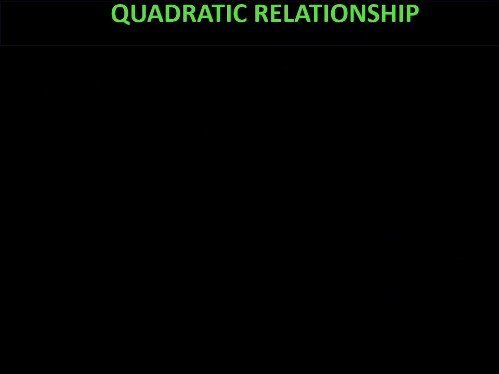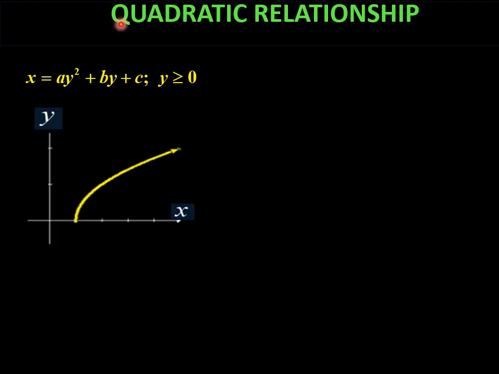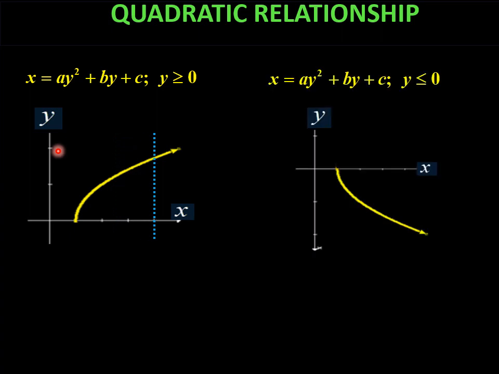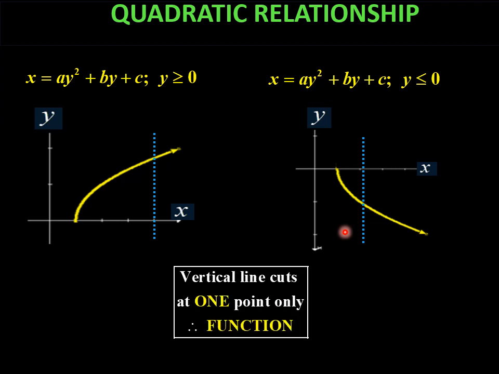Let's look at the following quadratic relationships. In this case here, we have a restricted range, y greater than 0. You only want the y greater than 0. Let's check whether that represents a function. Always cuts it at one place. You can even have this one where we have y less than 0. Let's look at that. And there we always have one point where it cuts. So this here is also one-to-one.